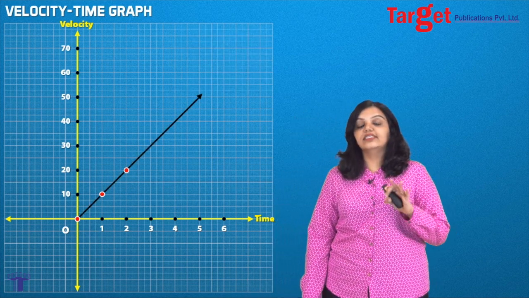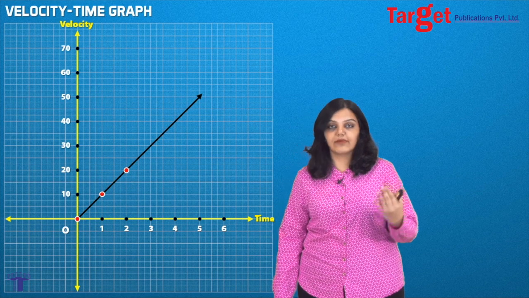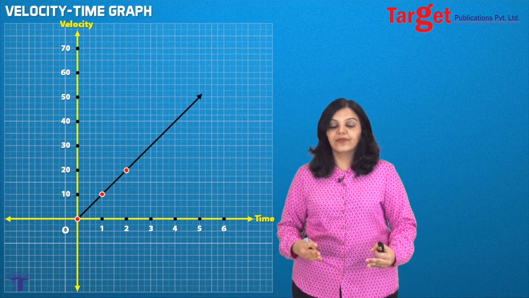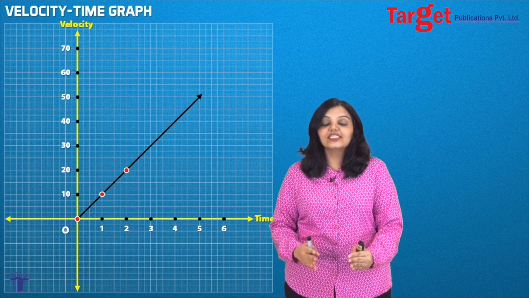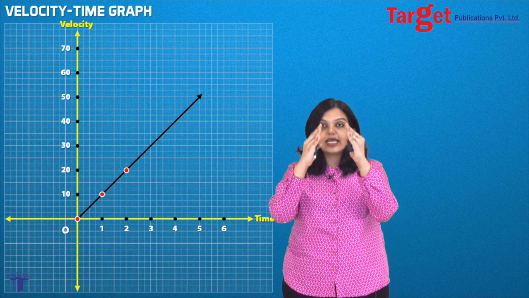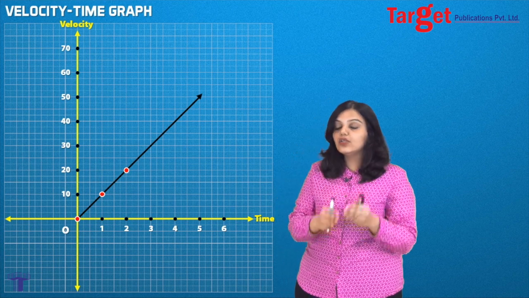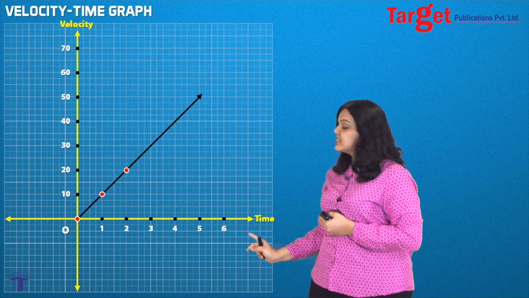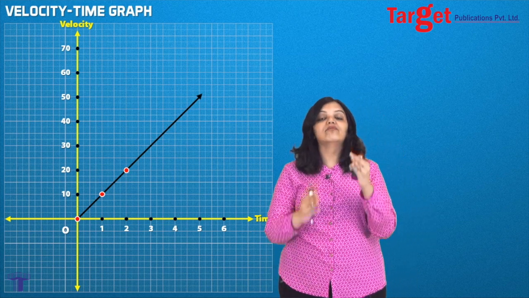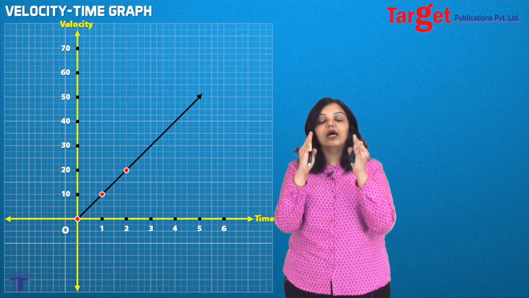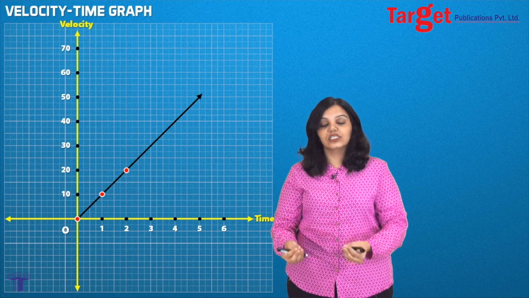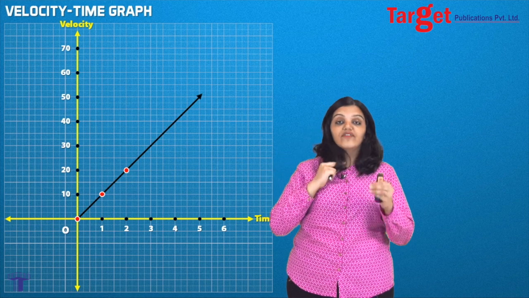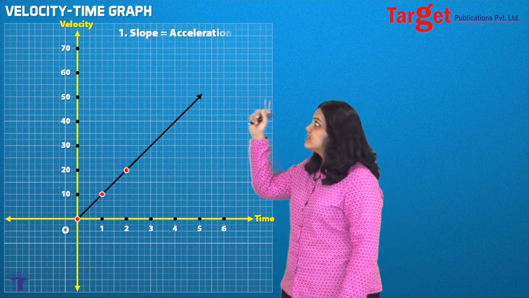Now, the most important thing that you must remember about a velocity time graph is that the slope of a velocity time graph will give you acceleration. Now, how do I know this? I know this because the slope formula is delta y upon delta x. And if you take a look at what is on the y-axis, it's velocity, and what is on the x-axis, that's time, which means the slope will give me change in velocity, or delta v upon delta t. And by definition, change in velocity upon time is acceleration. So the slope of a velocity time graph will give you acceleration.